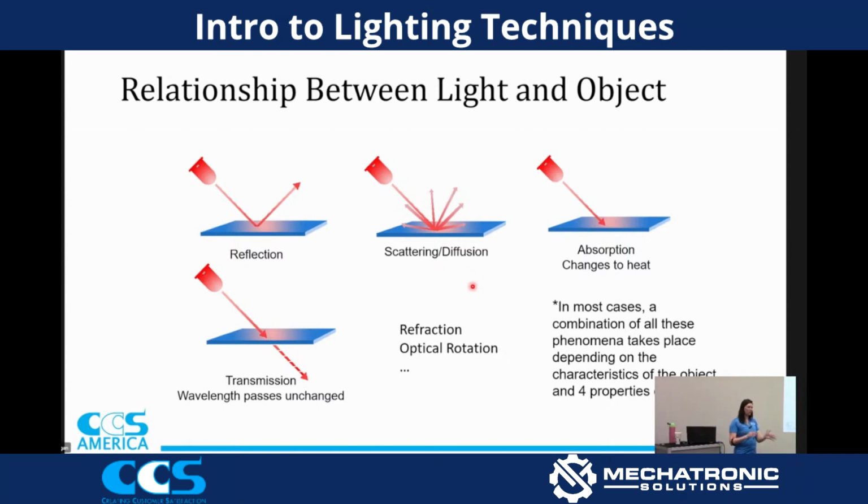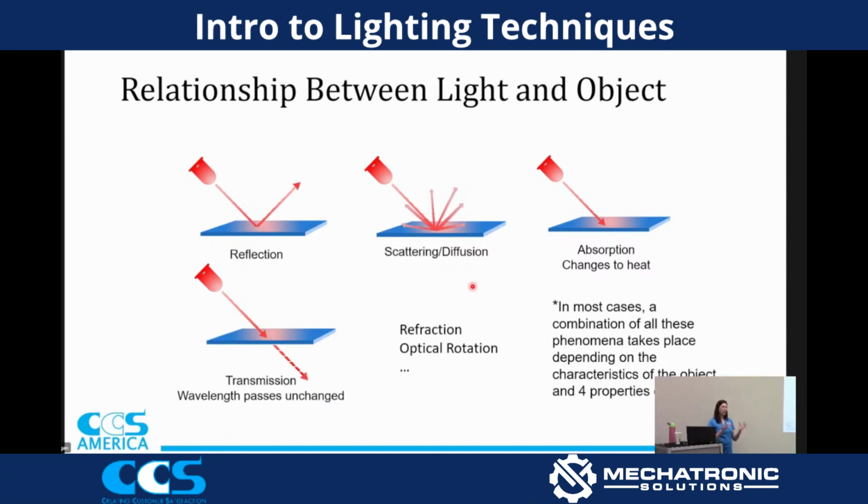Light will come down from a source and hit a surface. There are four things that can happen to the light once it hits the surface. It can reflect and bounce off the surface and go in a direction. It can scatter, so it bounces off the surface and reflects in every direction. It can absorb and change to heat, and it can transmit and pass through completely unchanged.